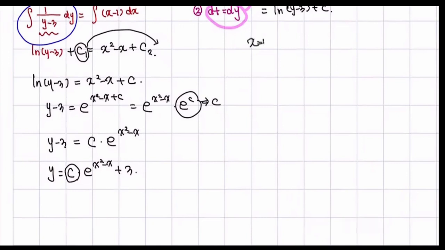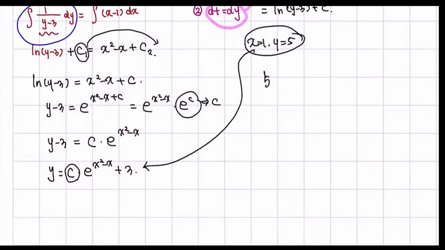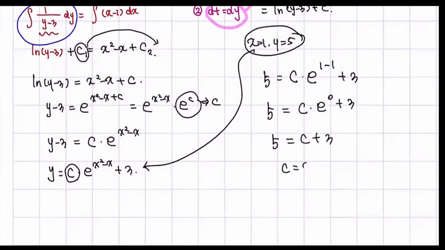x equals 1, y equals 5. Plug this value into this equation. 5 equals c times e to the power of 1 minus 1 plus 3. 5 equals c times e to the power of 0 plus 3. 5 equals c plus 3, so c equals 2.